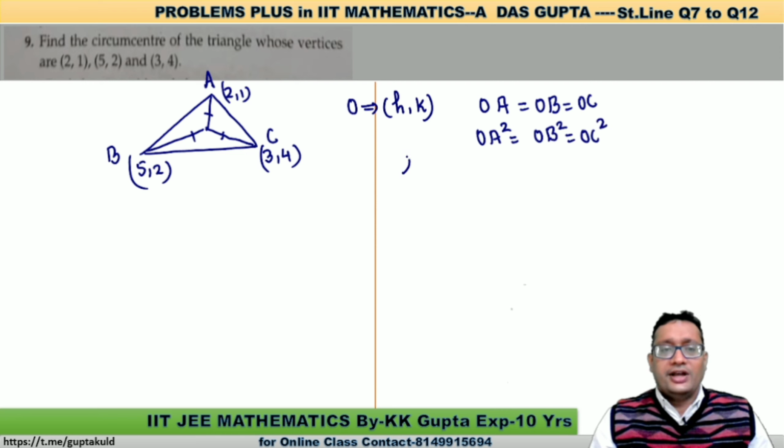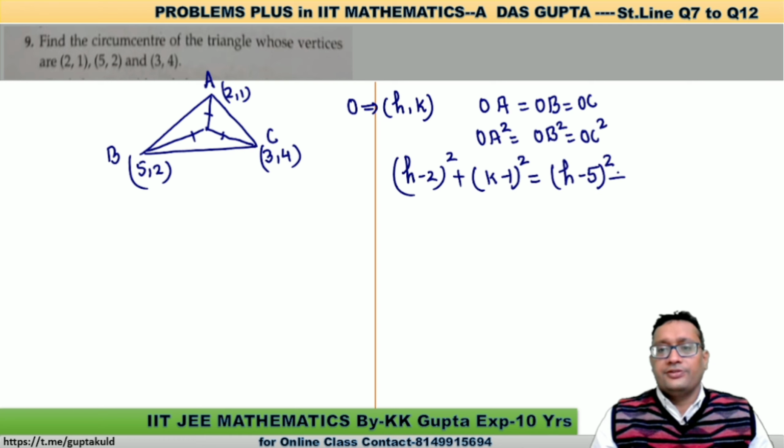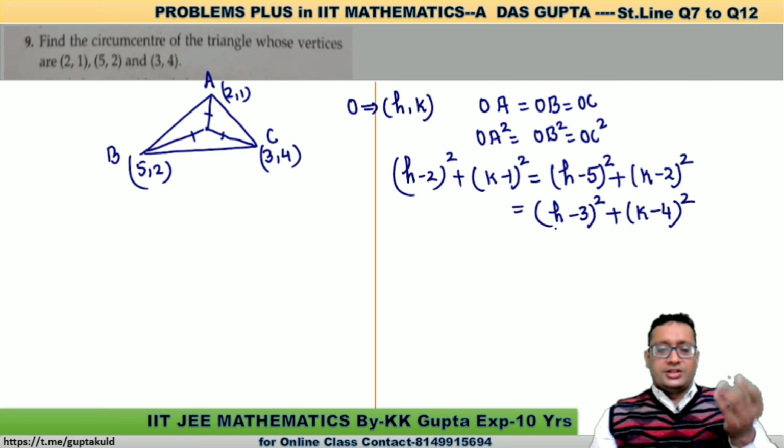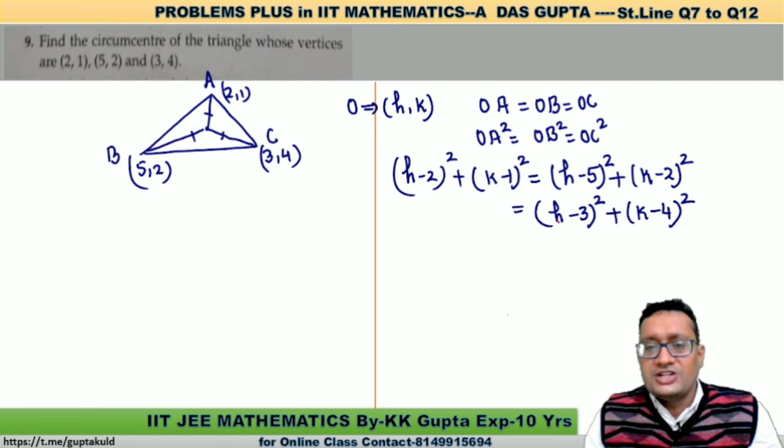OA squared means (h minus 2) whole squared plus (k minus 1) whole squared, and OB squared is (h minus 5) whole squared plus (k minus 2) whole squared, which is equal to (h minus 3) whole squared plus (k minus 4) whole squared. So there are two variables, if you see, h and k.